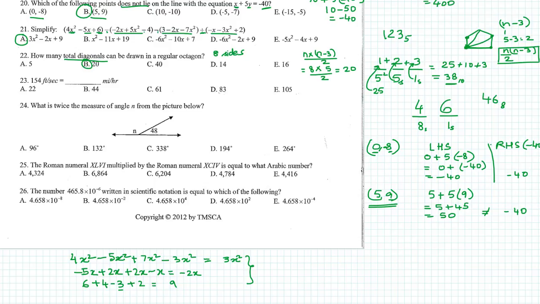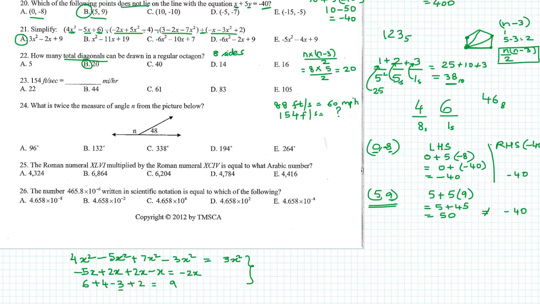Okay, so now let's take a look at question 23. Question 23 is 154 feet per second is equal to how many miles per hour? So the conversion factor or the relation between feet per second and miles per hour is 88 feet per second is equal to 60 miles per hour. So you should memorize this. So therefore 154 feet per second will be equal to how many miles per hour?